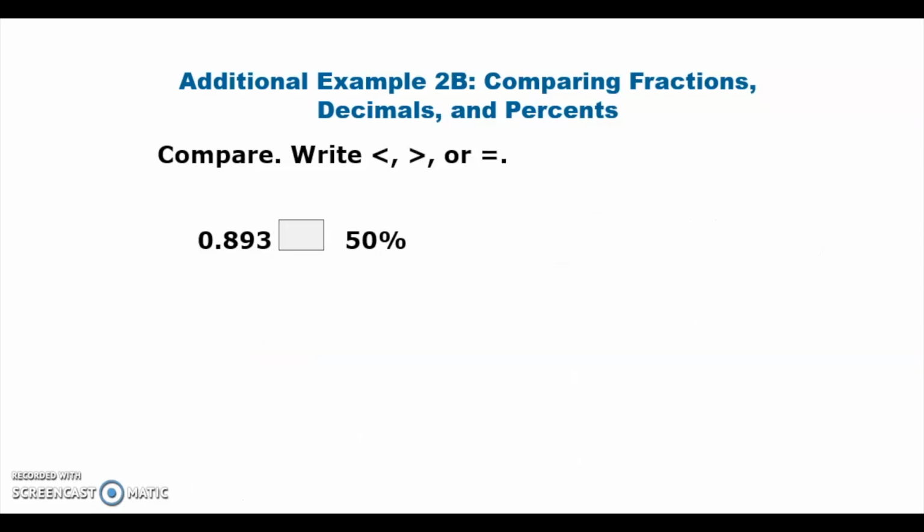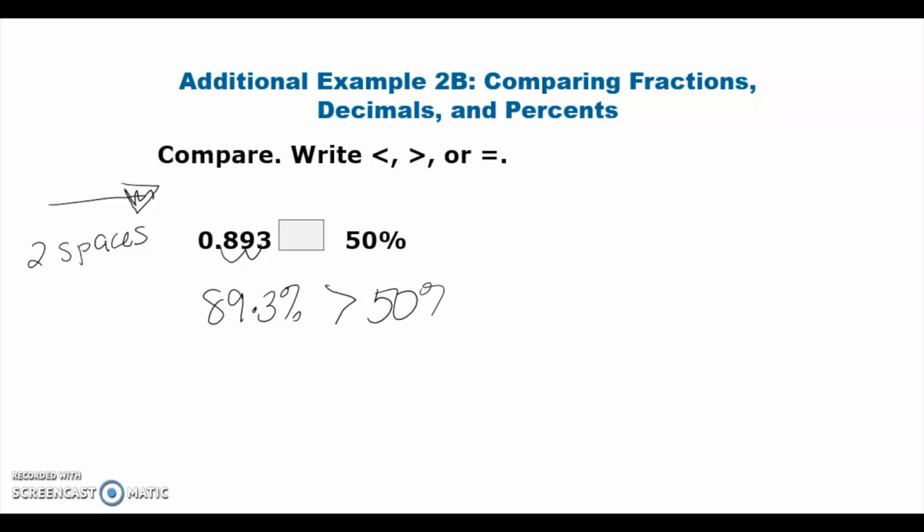All right, let's try another one. So again, I want to make both numbers into percents. My second number is in decimal form. So in order to make the decimal into a percentage, I'm going to move the decimal point over 2 spaces because percents are out of 100, so moving it over 2 spaces is like multiplying it by 100. So this goes 1, 2. So this becomes 89.3%, which is greater than 50%.